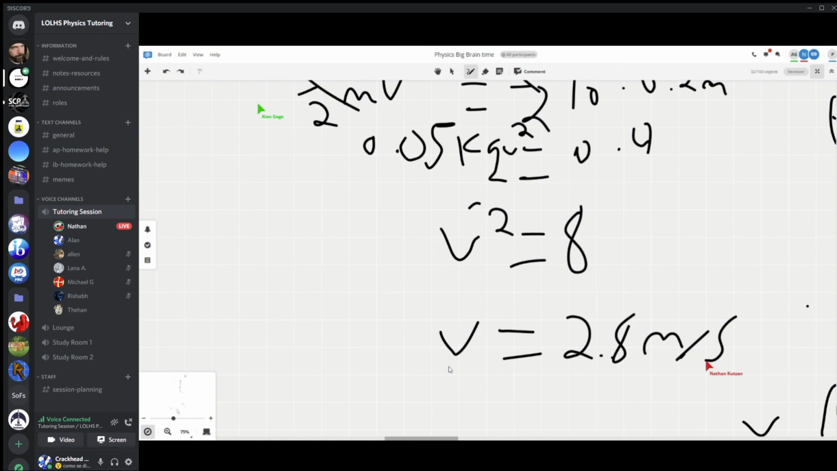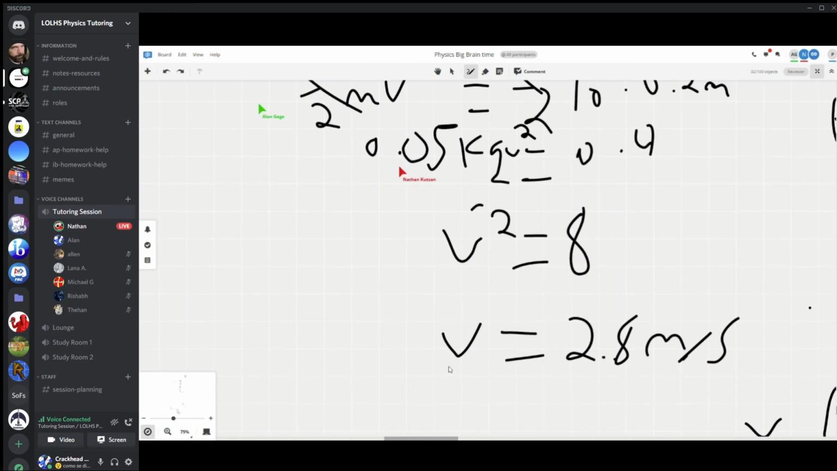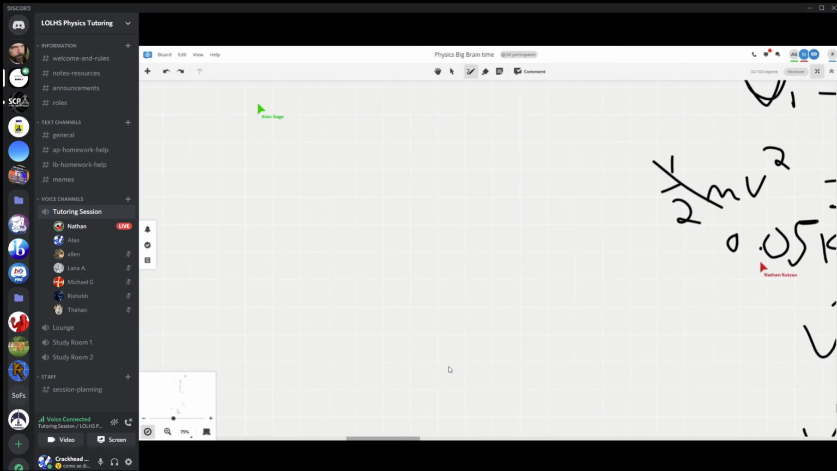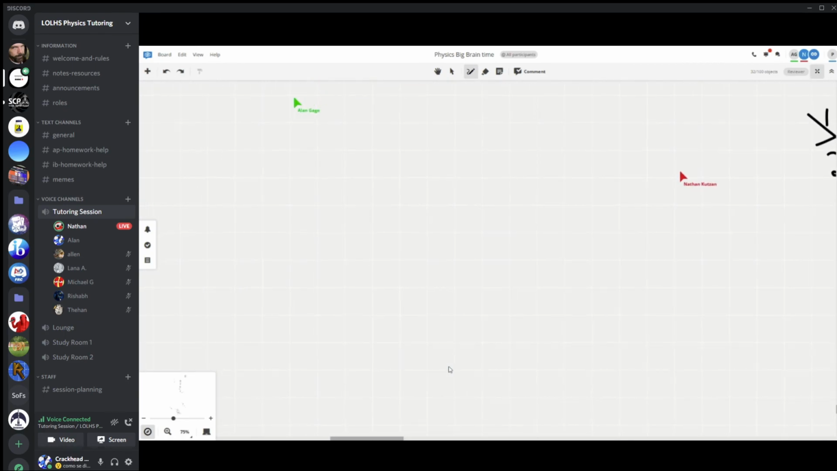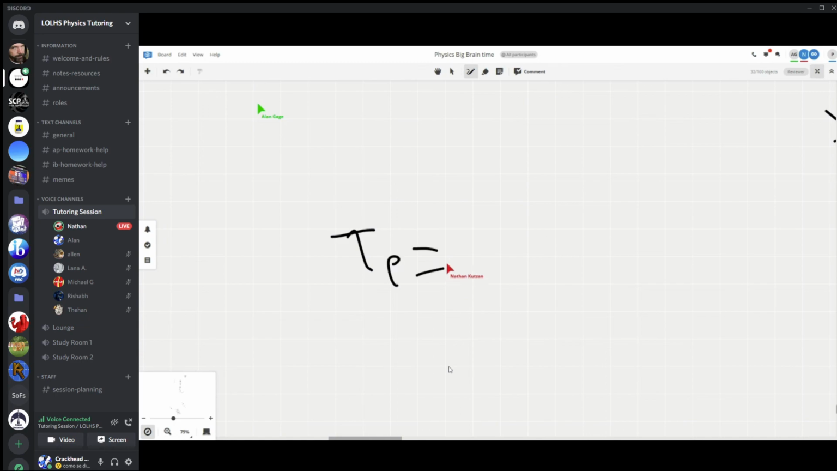Yep. So the first thing to understand with mass on a pendulum is that it's what we in the physics world like to call a lie. Sorry if you hear my cat in the background. The equation listed on the AP Physics sheet, the period of a pendulum, is equal to 2 pi square root of length over gravity.